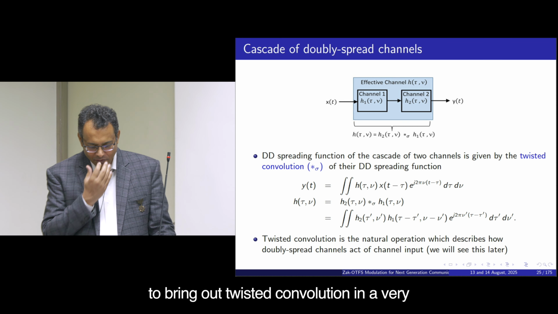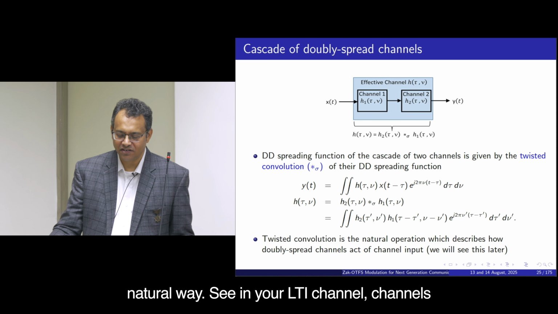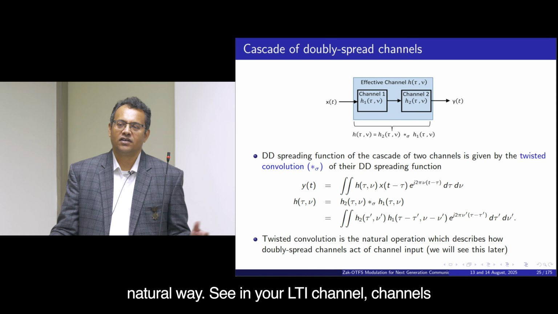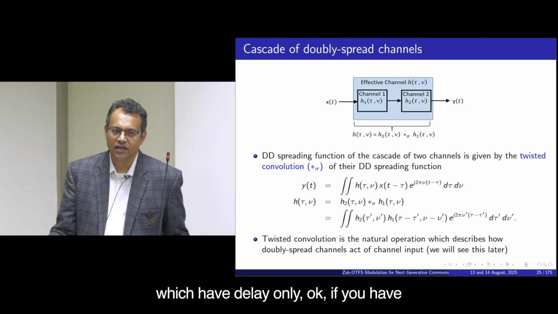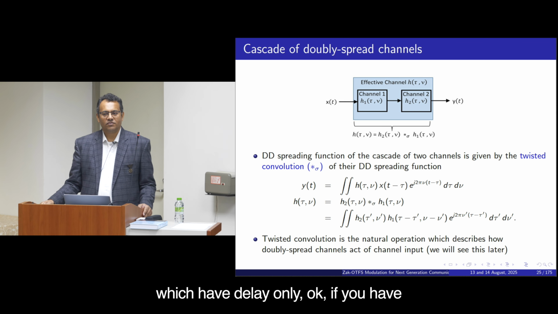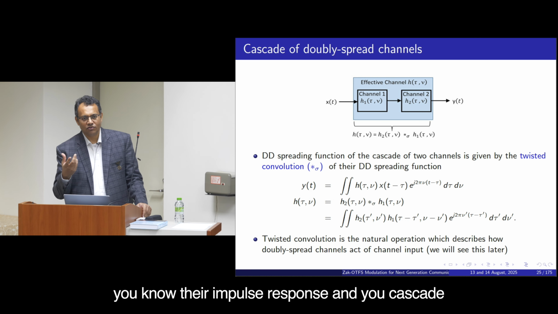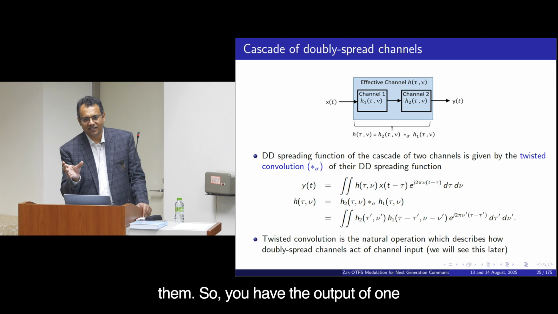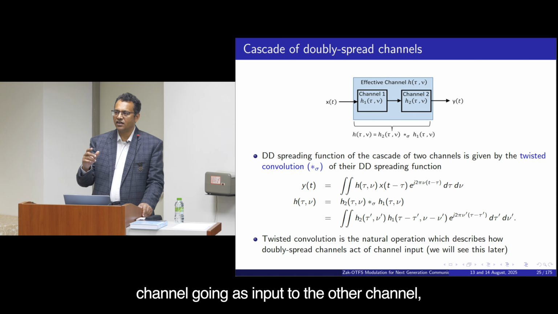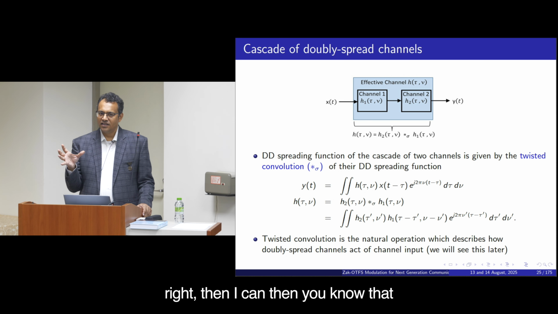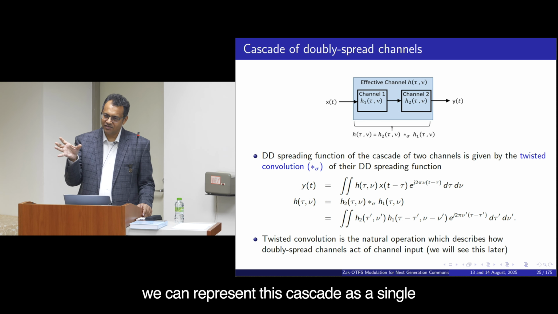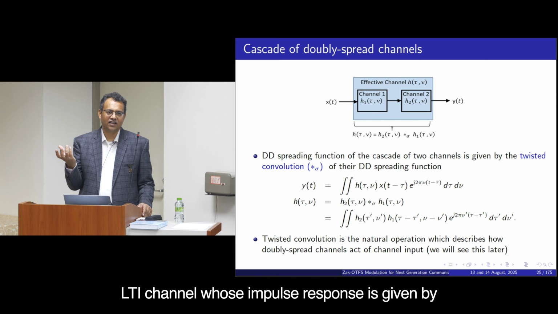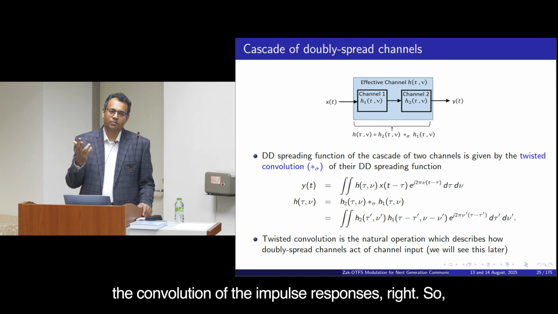This is where I wanted to bring out twisted convolution in a very natural way. See, in your LTI channels which have delay only, if you have two channels h1 and h2 and you know their impulse responses and you cascade them, so the output of one channel goes as input to the other channel, then you know that we can represent this cascade as a single LTI channel whose impulse response is given by the convolution of the impulse responses, right? So something like that is true here also, very interestingly.